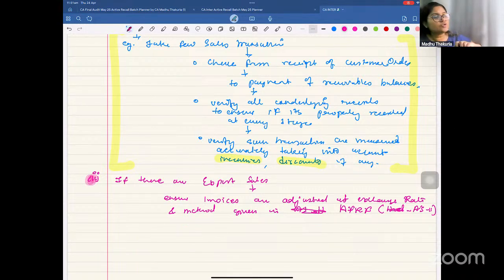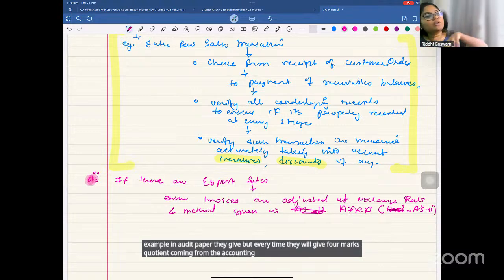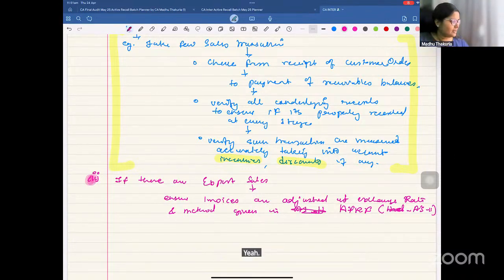But suppose they ask you a question related to a particular standard, say in the audit paper, where a 4-mark question comes from the accounting standard. Then you write as per whatever standard. Yes? Everyone? Yes, ma'am.